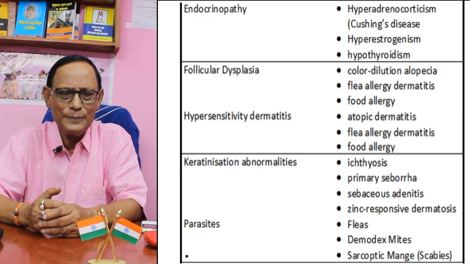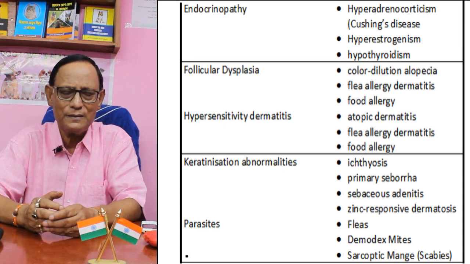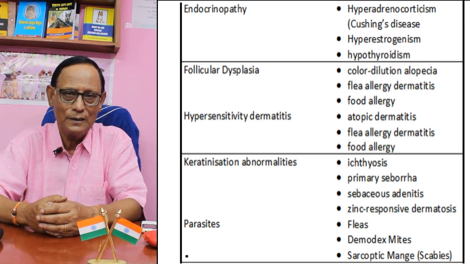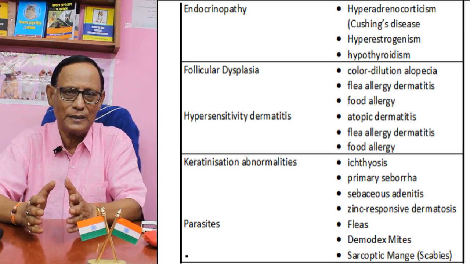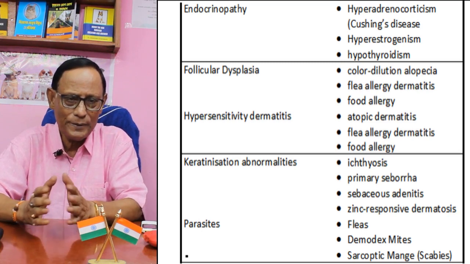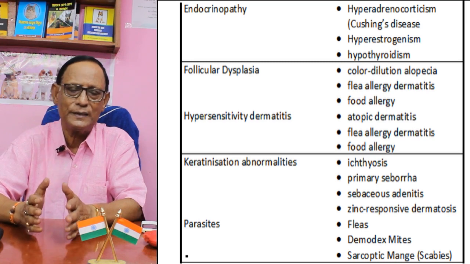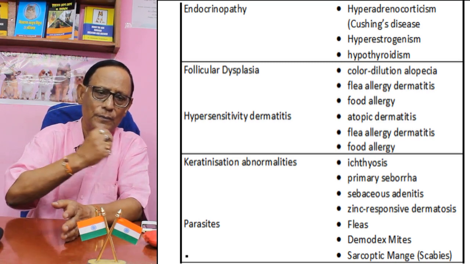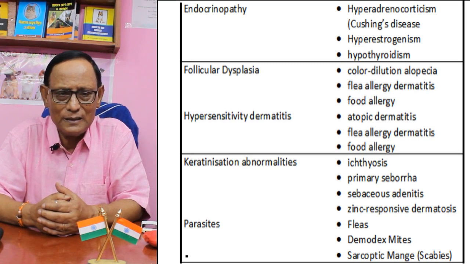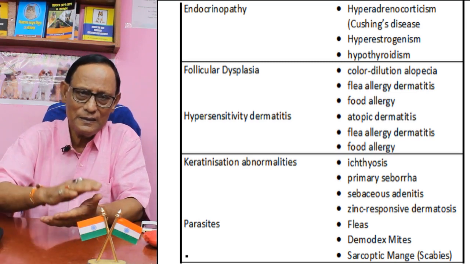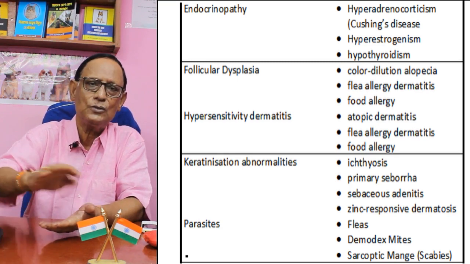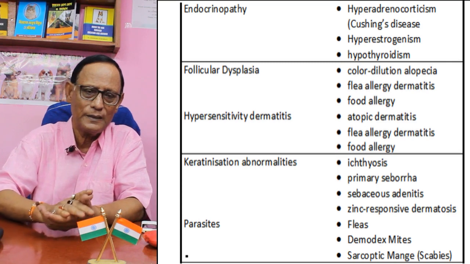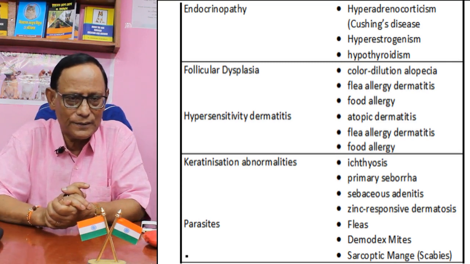Why does the disease reappear? The disease reappears as a result of certain underlying causes. What are those causes? One is endocrinopathological causes. What are the endocrinopathies? Of them we get hyperadrenocorticism, which is otherwise known as Cushing disease. If this Cushing disease exists, this pyoderma, whether superficial or deep, will continue to exist. And therefore, this point has to be taken into consideration.